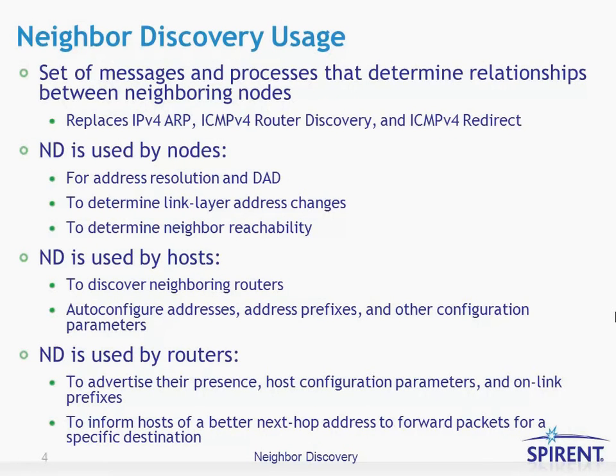Neighbor discovery is used specifically by hosts to discover neighboring routers and use that information for auto configuration of its address to assign its prefix and other configuration parameters, as we'll see a little later on. Neighbor discovery is used by routers specifically to advertise their presence, to announce host configuration parameters, and on-link prefixes. It is also used to inform hosts of a better next hop address to forward packets for a specific destination.